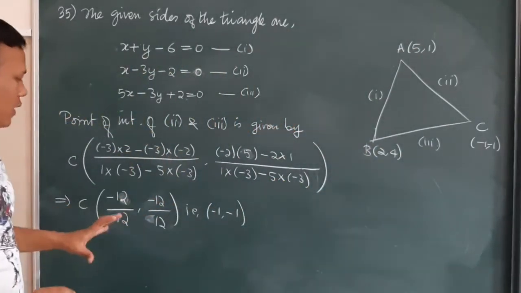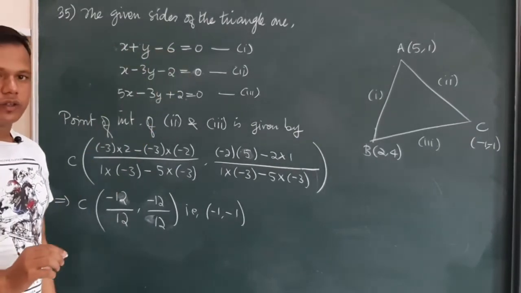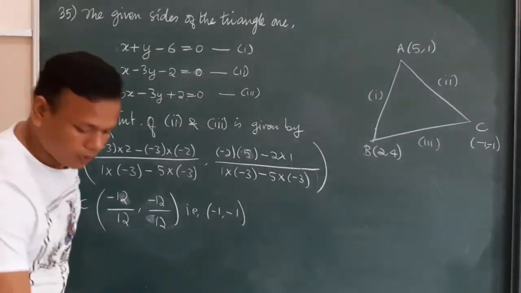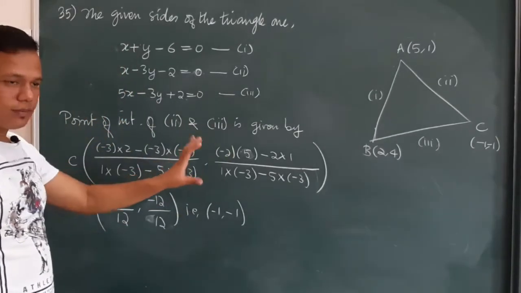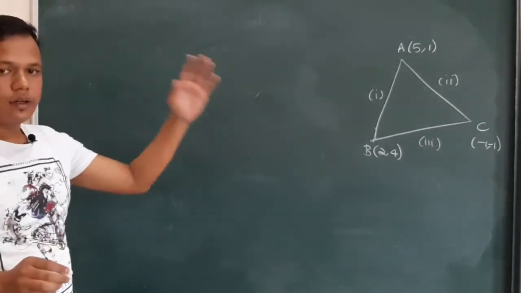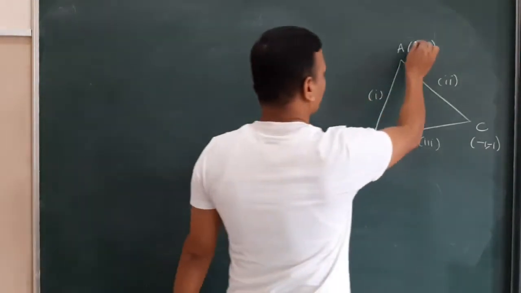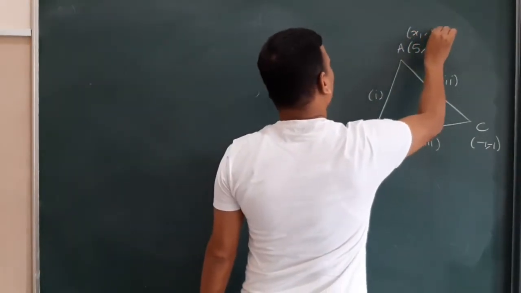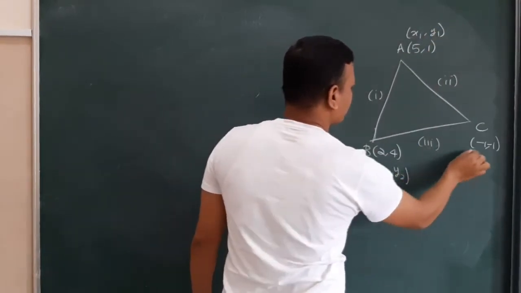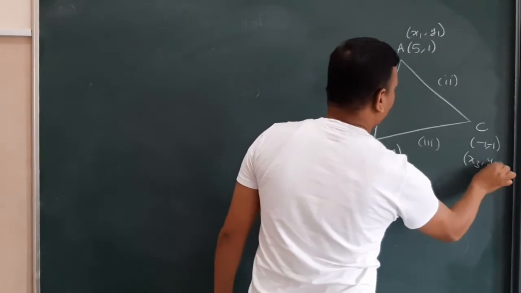So we need to find now the area of the triangle, and after that we need to find the centroid of the triangle as well. Okay, so let me erase this part, so you may pause the video to note down. In order to find the area of the triangle, let me call this x1 y1, x2 y2, and let me call this x3 y3.